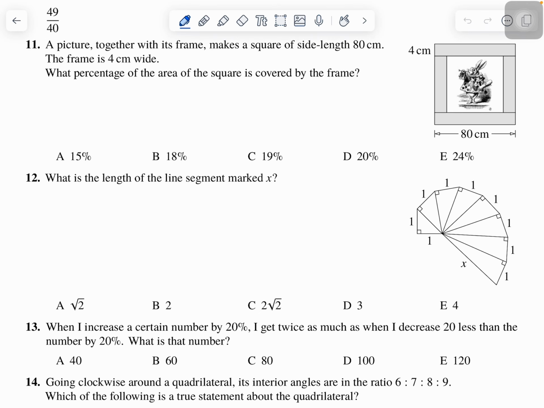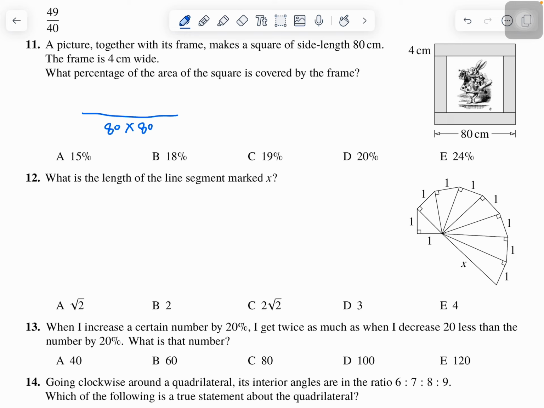Here, a picture together with this frame makes a square. So for the percentage of area, we need to know the whole area and also the area covered by the frame. The whole area, because it's a square, is 80 by 80. I don't calculate it in the middle of the calculation because it causes a little bit of mistakes sometimes and it takes more time. So I rarely calculate it. Sometimes, of course, I calculate it, but most of the time I leave it just like that.